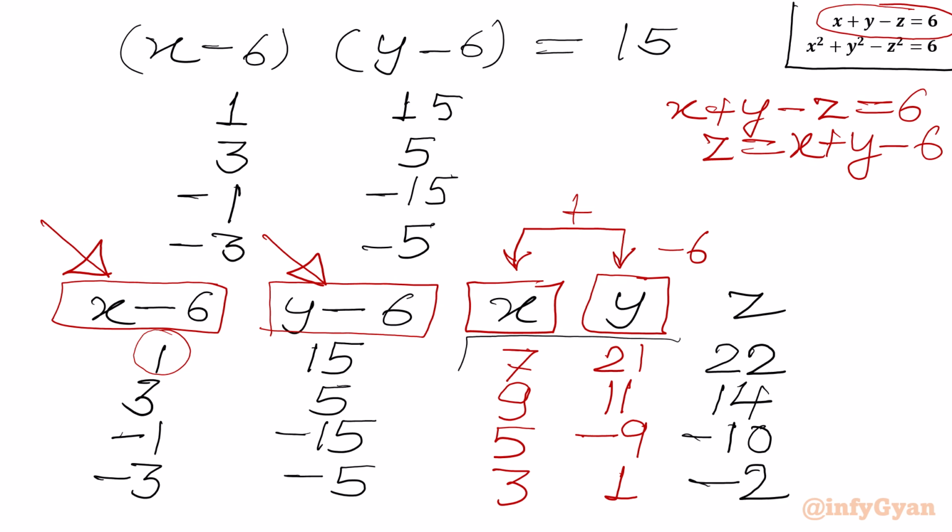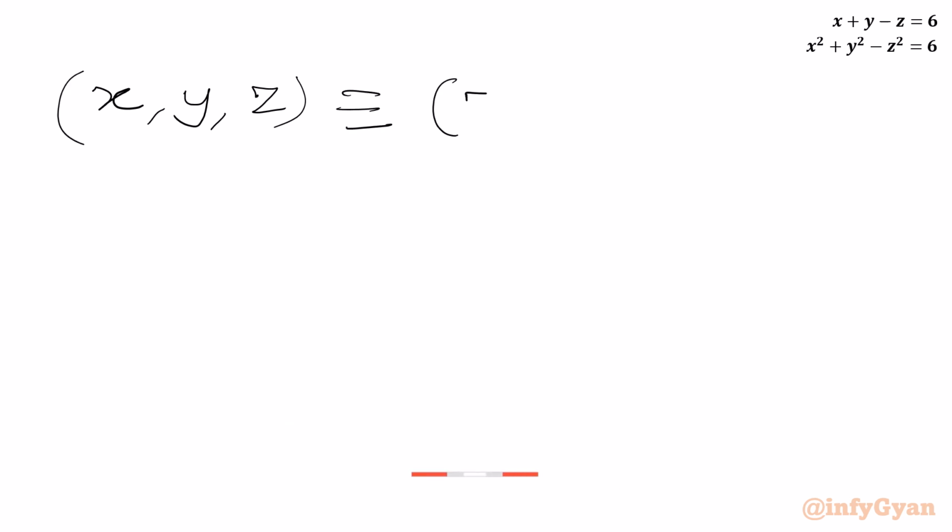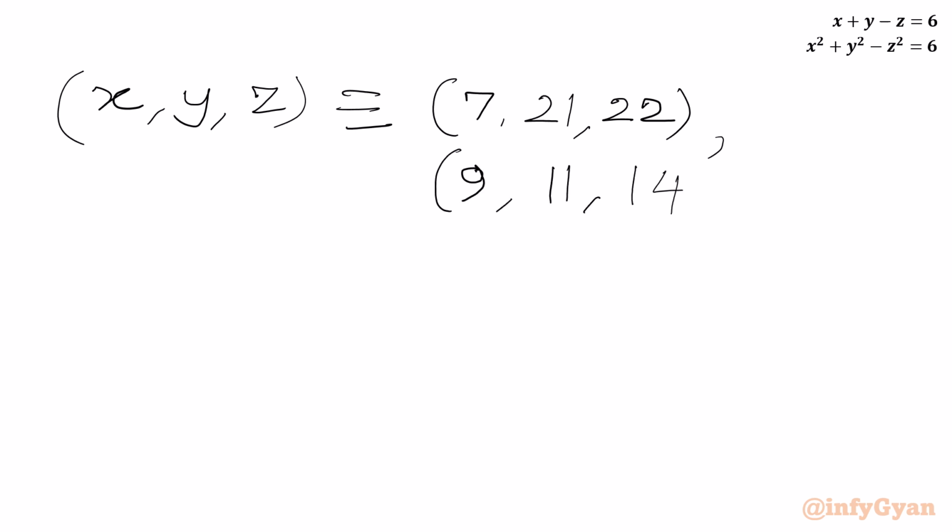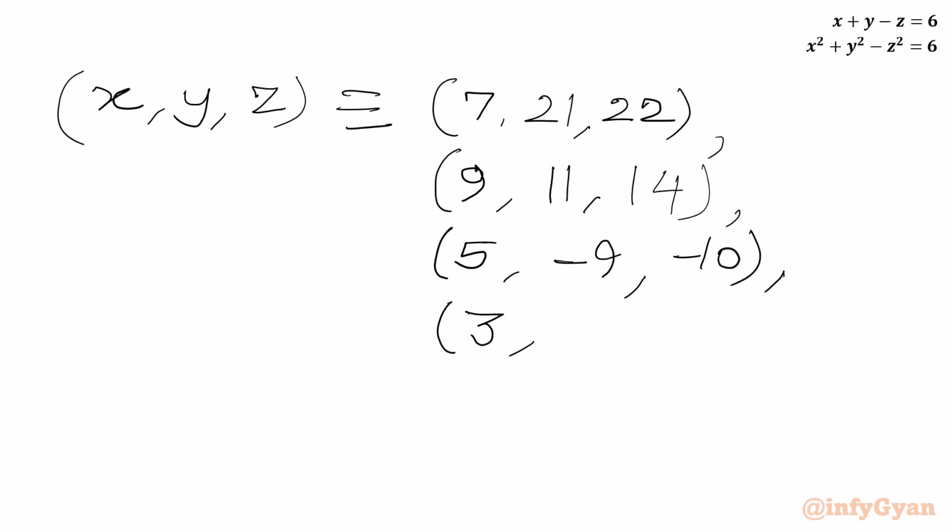So here we have triplet values. If I will write here x, y, and z, then this value we can write 7, 21, 22. Second triplet was 9, 11, 14. Third triplet was 5, negative 9, negative 10. And fourth triplet was 3, 1, and negative 2.